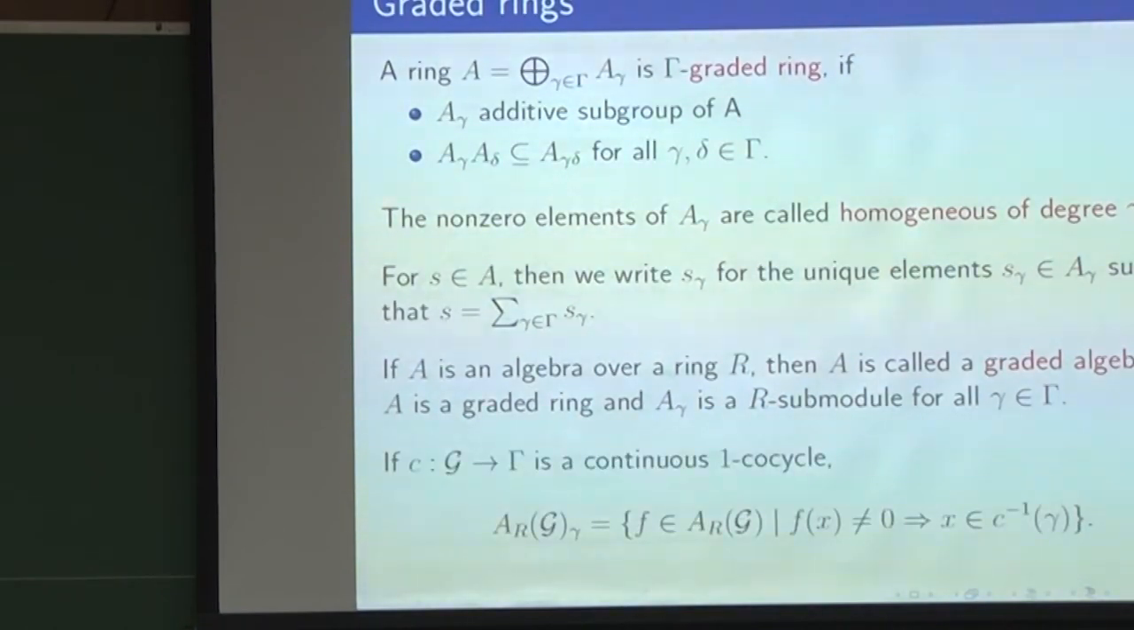So for our Steinberg algebra, we have this cocycle, and this cocycle gives the Steinberg algebra a grading, such that the gamma component contains those functions f such that if f(x) is non-zero, then x is in c inverse of gamma.